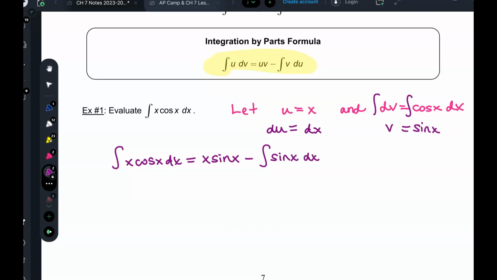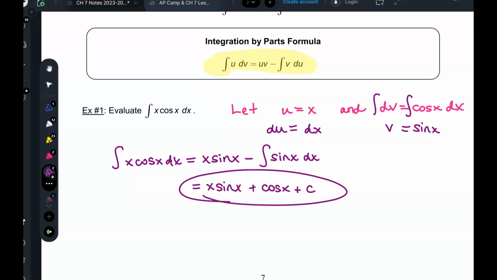Okay, now we have one more step. Now we integrate sine of x. So we get x sine x plus cosine x plus c. Because if we look back at the original integrand, there's no way for us to do u substitution. There's no other way for us to integrate this, so we have to take it apart. So that's why we call it integration by parts.